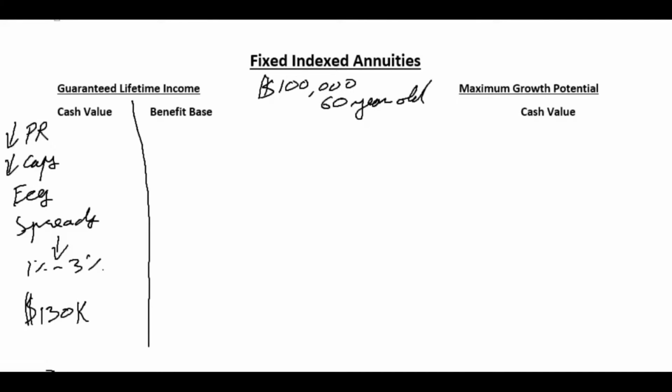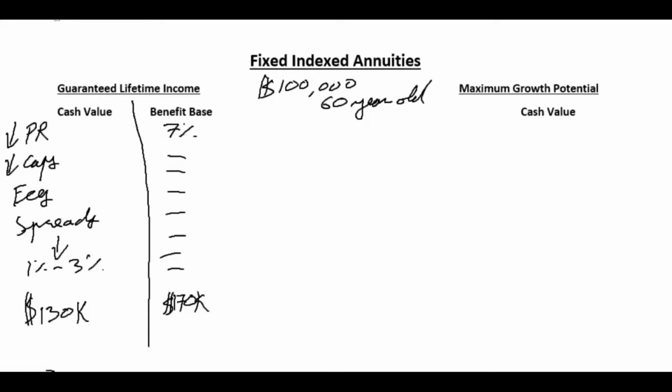Now, on the other side here, in exchange for this low growth of your cash value, you have a benefit base that is going to grow at a constant rate. Let's say it is 7% for the sake of this example. So if the market goes up, if it goes down, if it goes sideways, it doesn't matter. Your benefit base is going to grow by 7%. So again, using a very simple example of 7% simple interest, no compound growth, after 10 years you'd have $170,000.